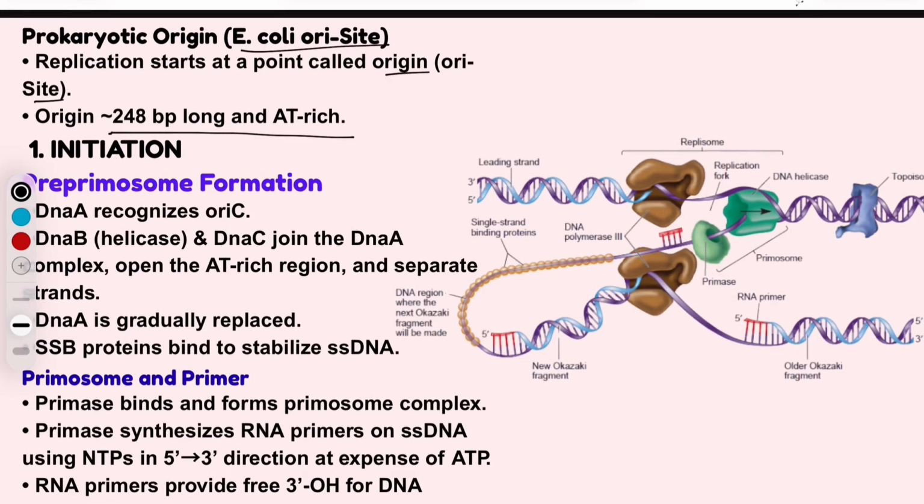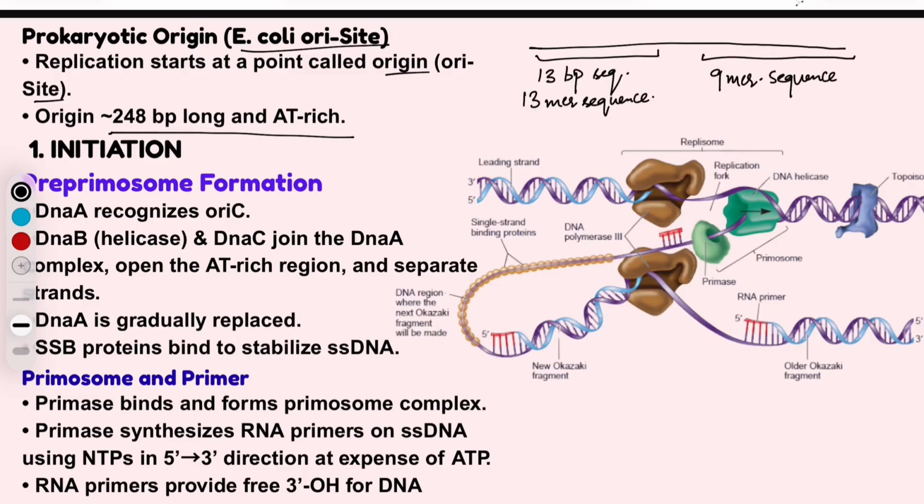Prokaryotic replication takes place at the Ori site, OriC, and the origin is 248 base pairs long and it is AT rich. If we see on the leading strand, the 248 base pair long origin is composed of 13 base pair sequences and 9 base pair sequences. So the Ori site comprises 13-mer and 9-mer sequences. They both are AT rich. Here you can see the base pairs. It is AT rich and it is 248 base pairs long.